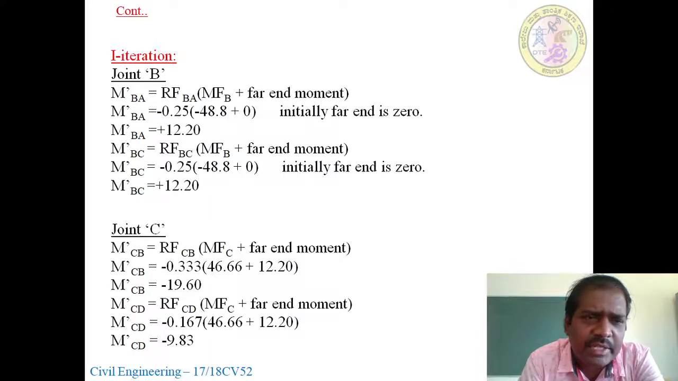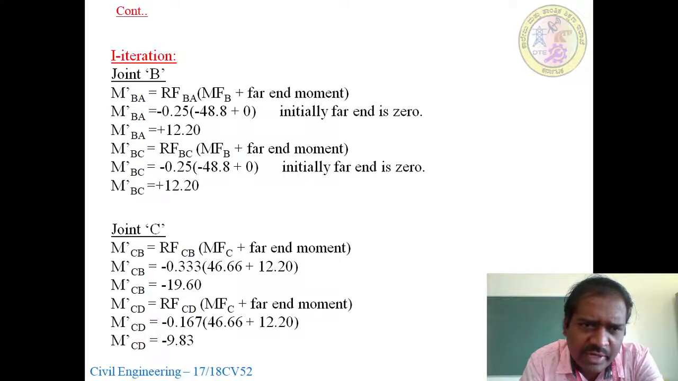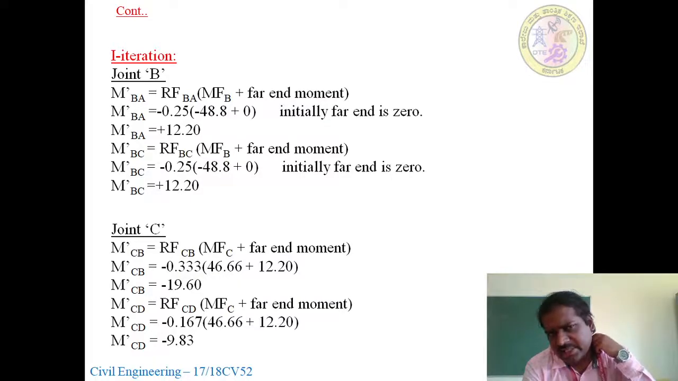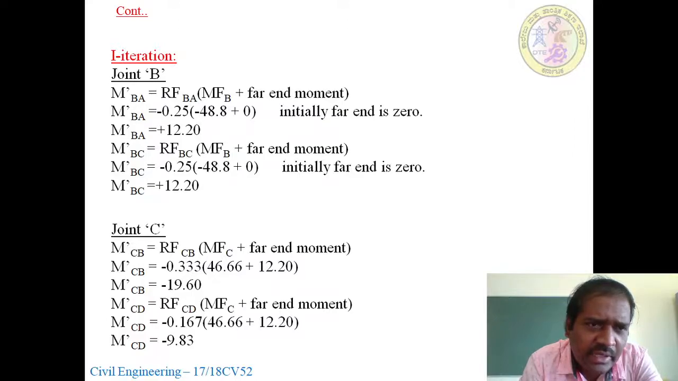And come to M dash BC. Rotational factor of BC, MFB plus far end moment: minus 0.25 minus 48.8 plus 0. Again initially the far end is 0, because for M dash BA and M dash BC, M dash CB is the far end. Listen carefully, for BA and BC, M dash CB is the far end value. Initially M dash CB is a 0 value.